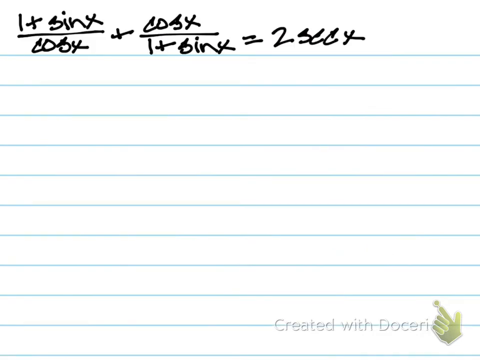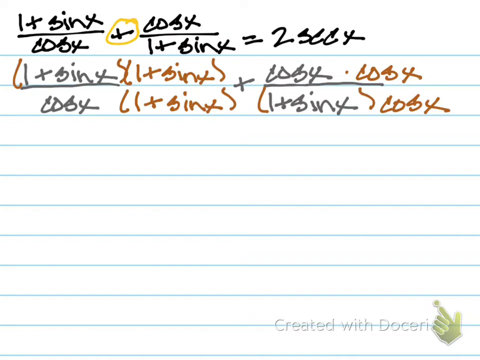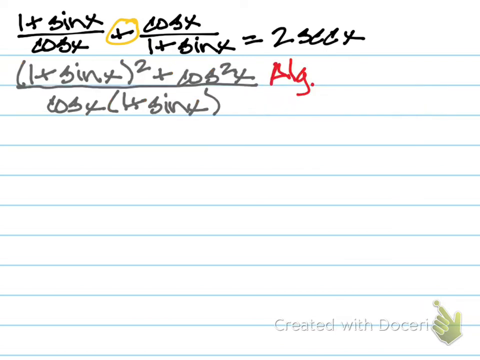First, when I look here, the first thing I notice is that I have two terms on the left and one term on the right. So that is a sure sign that we've got to get a common denominator, right? That's the only way we're going to pull everything together. So here's the work for getting a common denominator. We would multiply everything on the left by 1 plus sine and everything on the right by cosine.